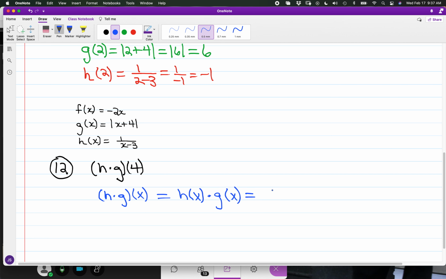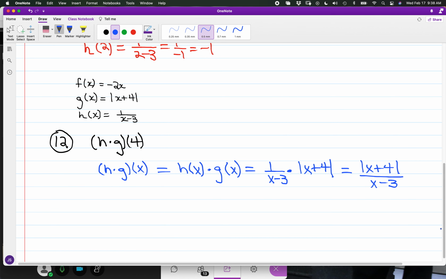Here we have 1 over x minus 3, times the absolute value of x plus 4. So for each value of x, h times g of x will be the absolute value of x plus 4, all over x minus 3.